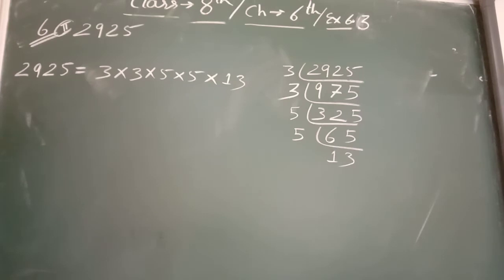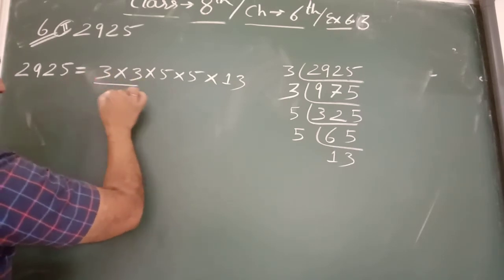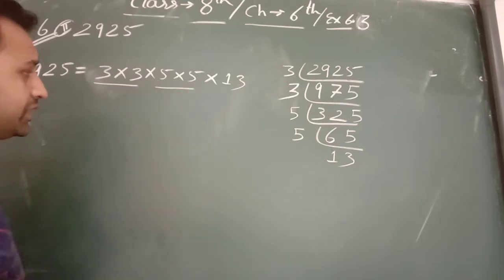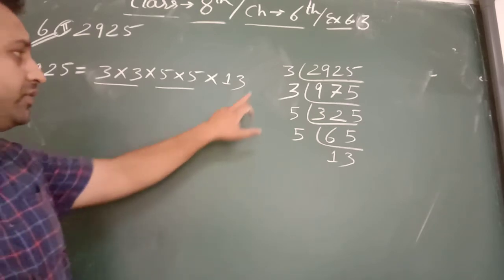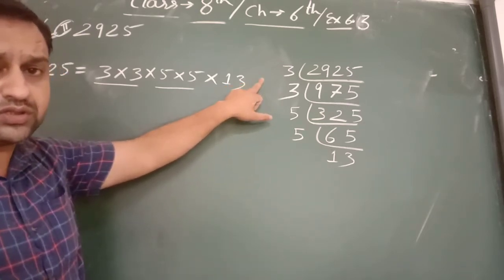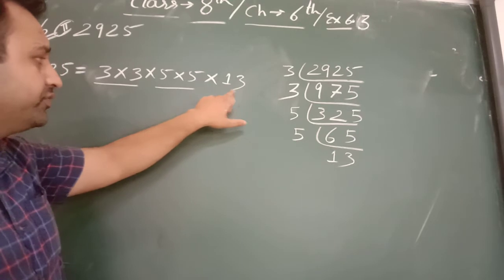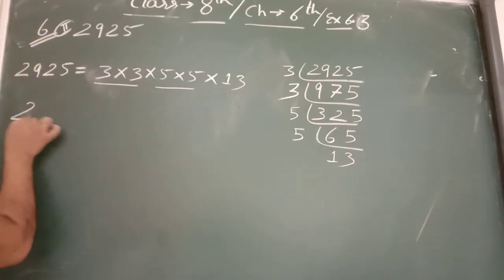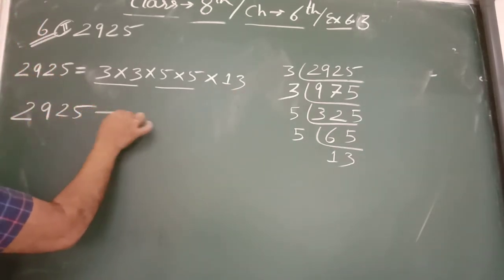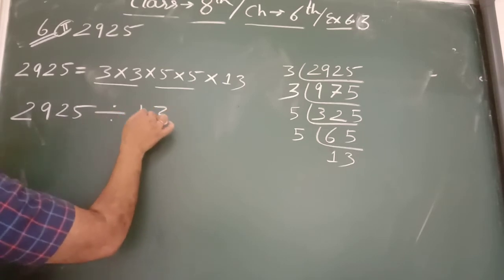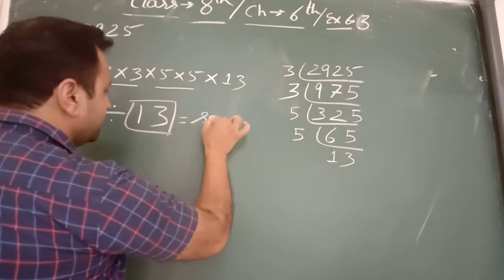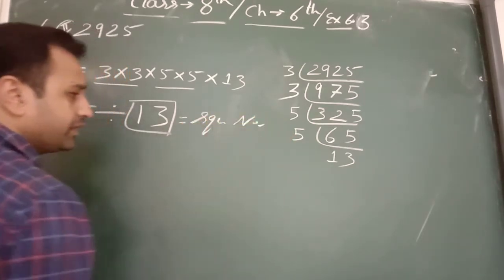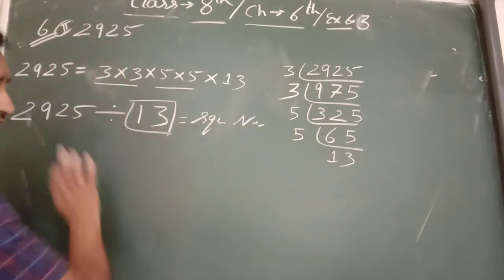These are prime factors of 2925, and we notice that we make a pair of 3, a pair of 5, and 13 is unpaired. If we had to multiply, then we would multiply by 13. But in the question we have to divide, so we remove the 13. So 13 is the number by which this must be divided to convert it to a square number. So the first answer is 13.